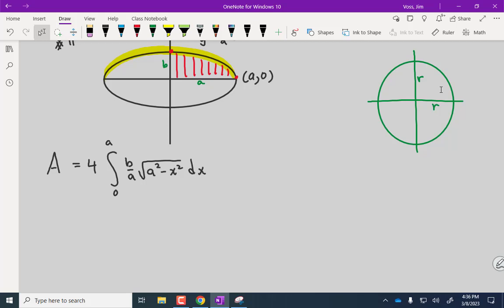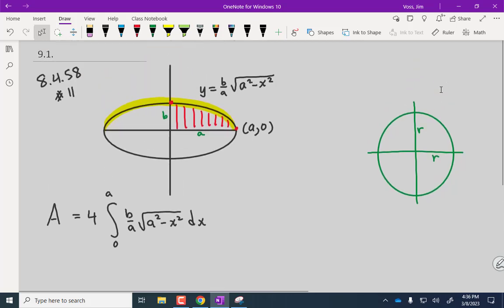Sure. JP, did you have a question? Yes, kind of wondering why is it 4? So this curve right here, if we integrate the curve from 0 to A, it's just going to give the area between the x-axis and the curve. So then we're going to quadruple it to get the whole ellipse.